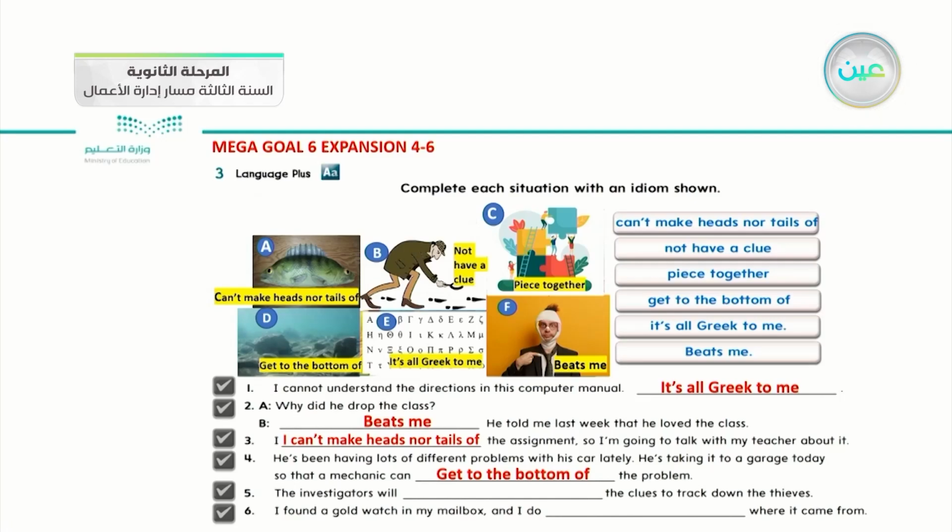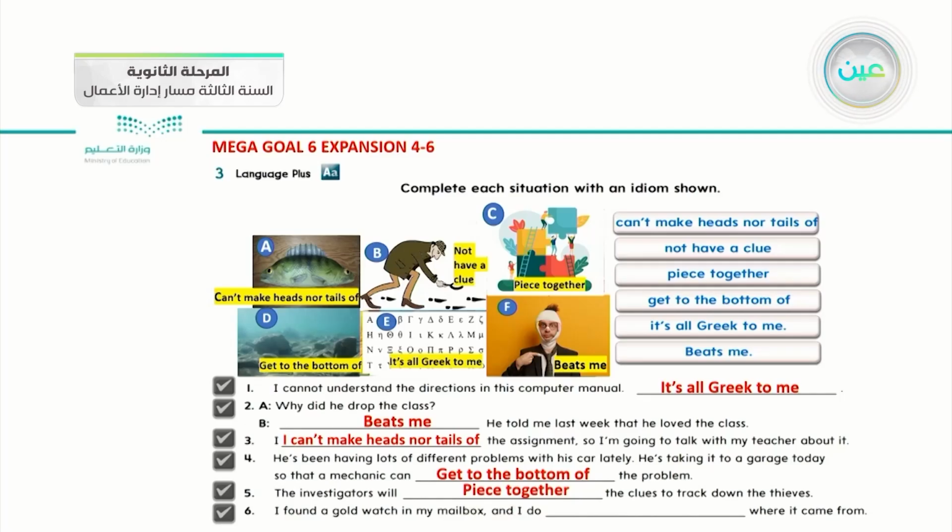Number 5, the investigators will piece the clues together to track down the thieves. What do you think it is? Piece together, which means he collects the clues to reach the thieves in the end.